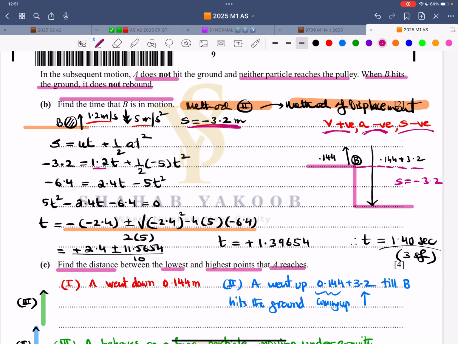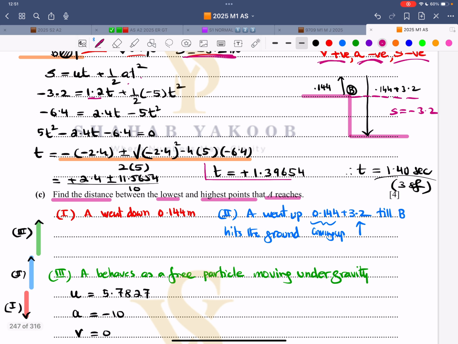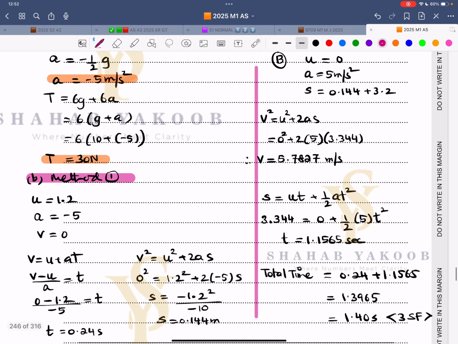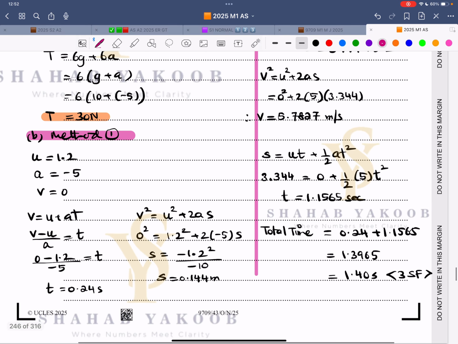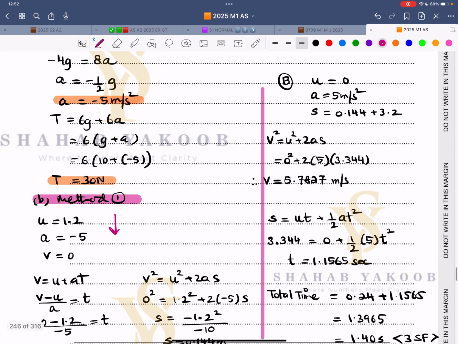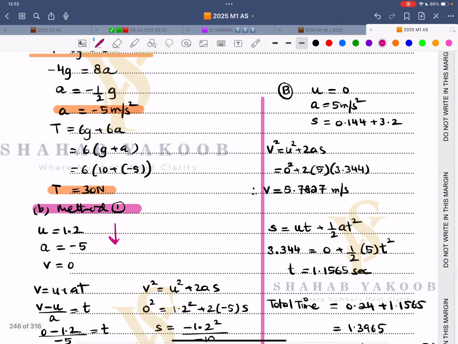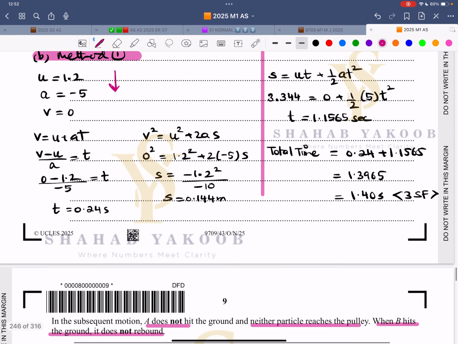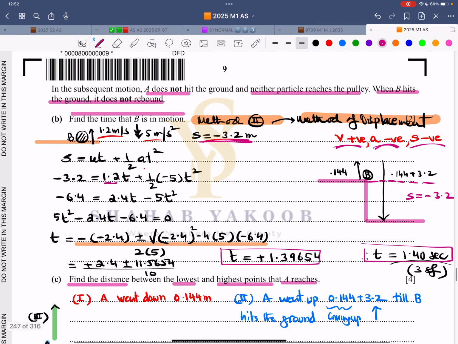Initial velocity is 1.2. This is a into t square. So now over here, when I calculate t, I get the exact same thing, which is 1.40 seconds. Method 1 is in steps. This is going down, and B was going up, and then now B is going down. That is how this thing is happening. The final answer is the same.